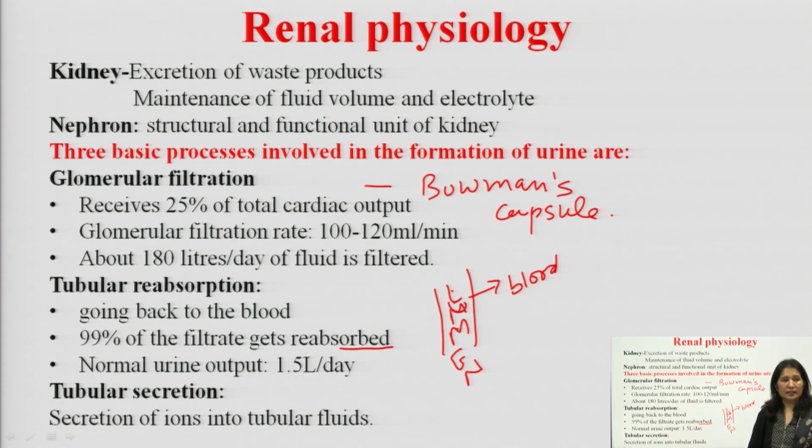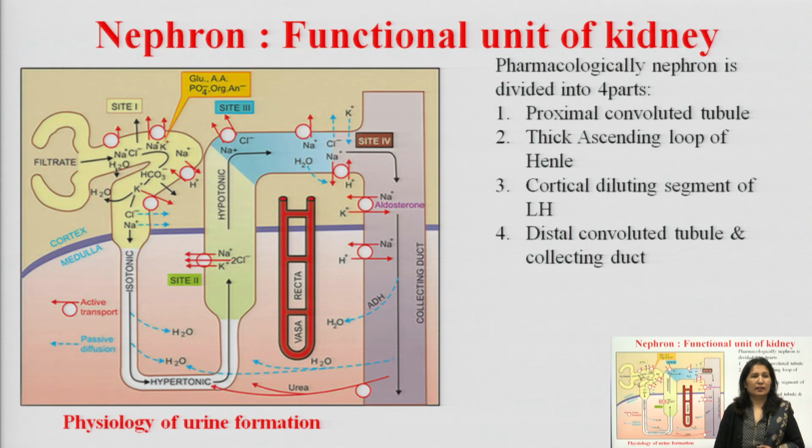The third step is tubular secretion, that is, secretion of ions into the tubular fluid. A few of the ions get secreted from the renal epithelial cells into the lumen. Whatever comes into the lumen of the renal tubule will form urine. For better understanding, we will see this diagram of the nephron, which clearly shows the physiology of urine formation.